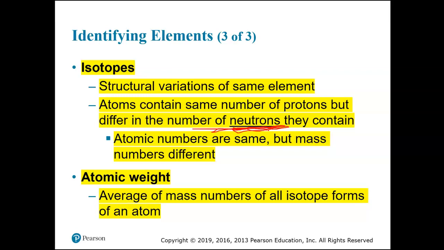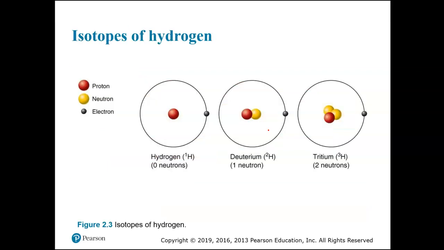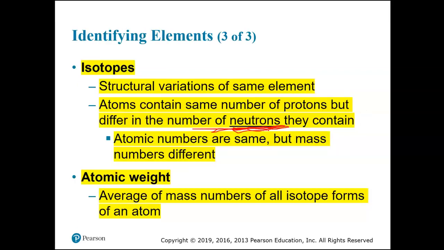And the atomic weight, we don't really have to deal with that. It's just going to be the average of the mass numbers of all the isotopes. So on the periodic table, you're going to see atomic weights listed as decimal numbers. A mass number is a whole number because it's the number of protons plus neutrons. But the atomic weight is a decimal number because it's an average.